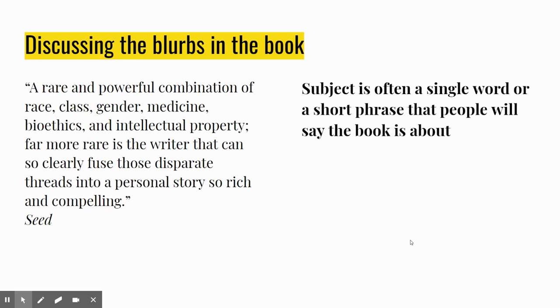And then when we talk about what's the book about, remember that what the book is about is a subject. It's a single word or a short phrase. This blurb, I think, gives us the combination of race, class, gender, medicine, bioethics, and intellectual property. All of those things are the subjects of the book. They're not the themes of the book. They're the subjects of the book.